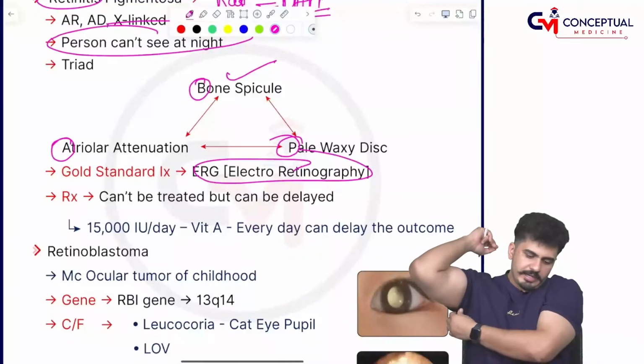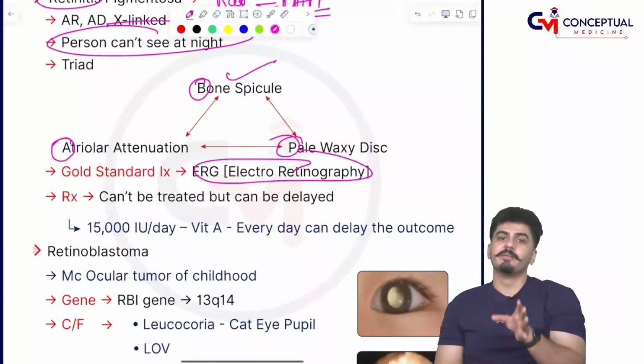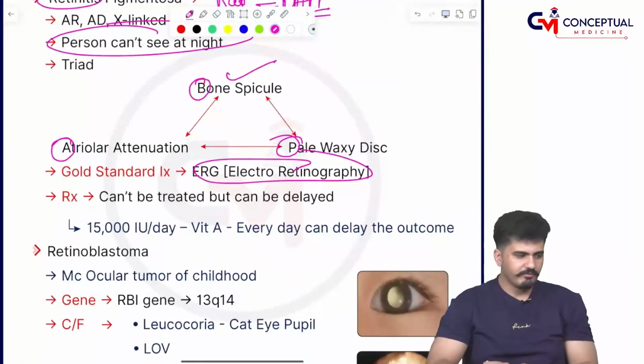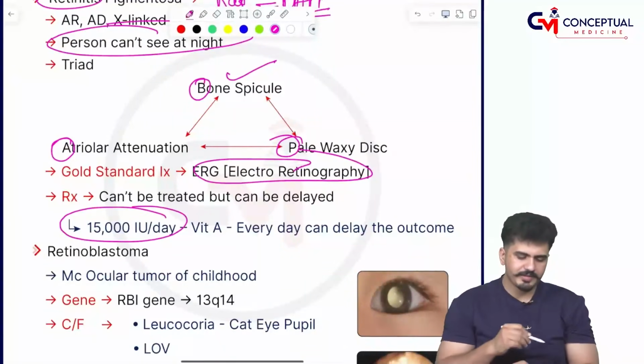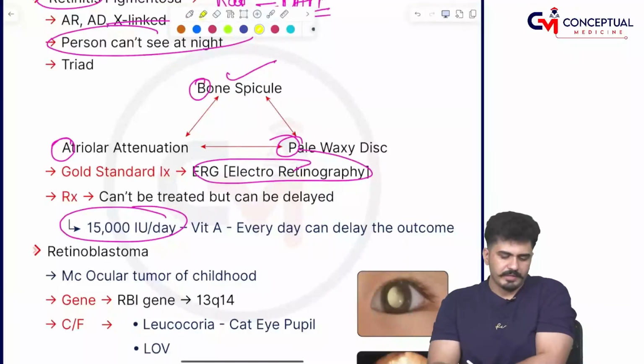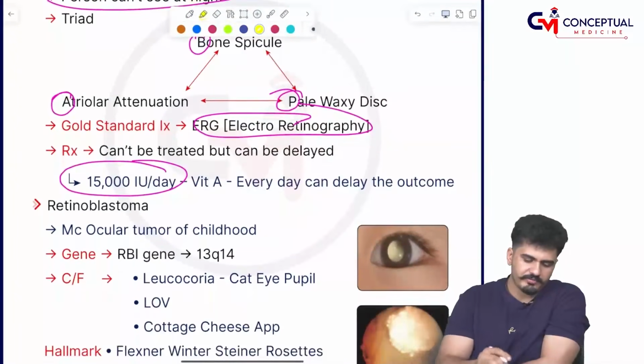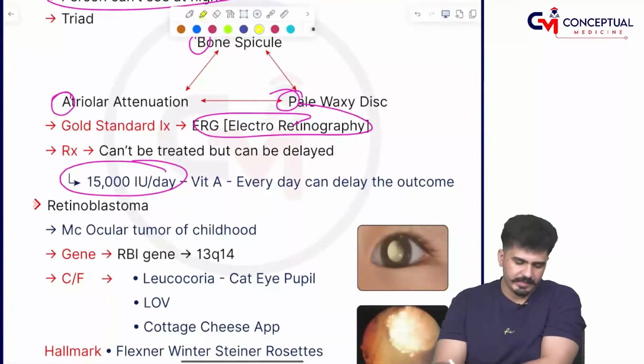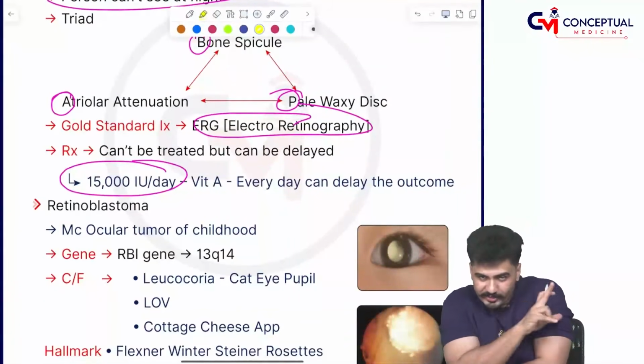Now, sir, treatment part. Can't treat but can be delayed with the help of what, sir? Your vitamin A. How much can we give every day? 15,000 international units of vitamin A we can give every day. And that can delay it, not cure it.